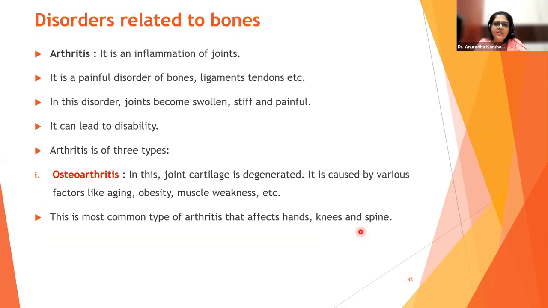So that is associated with your muscular disorders: muscular dystrophy and myasthenia gravis. What leads to these diseases? Muscular problems, autoimmunity and genetically inherited genes. So muscular dystrophy is a genetic disorder, and myasthenia gravis is autoimmune.